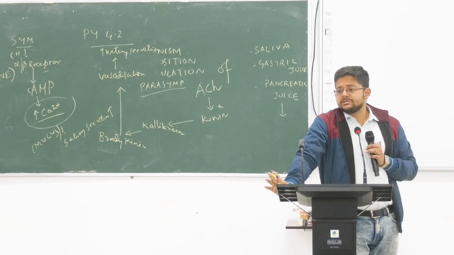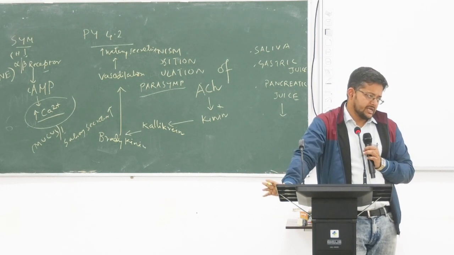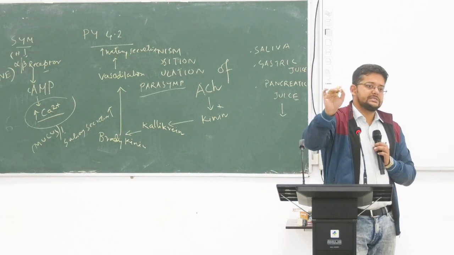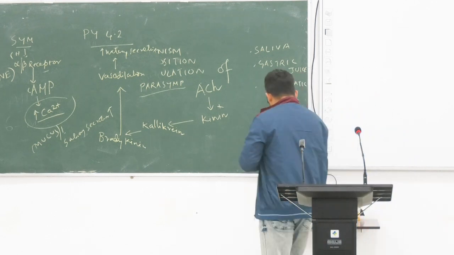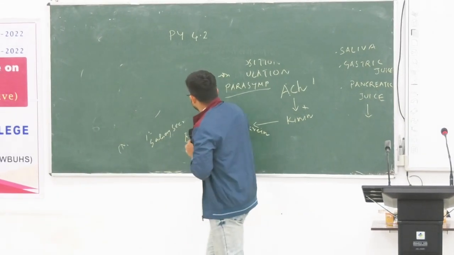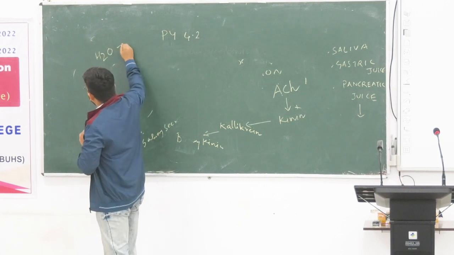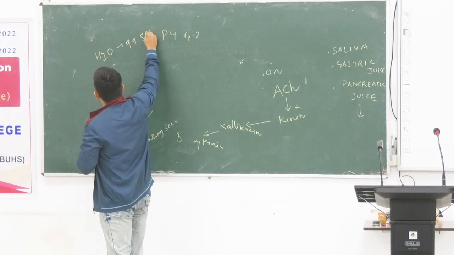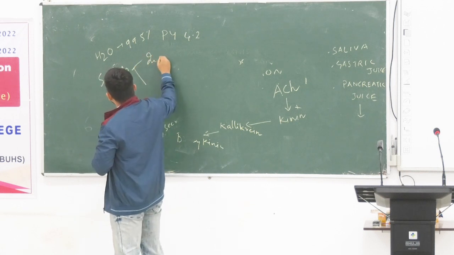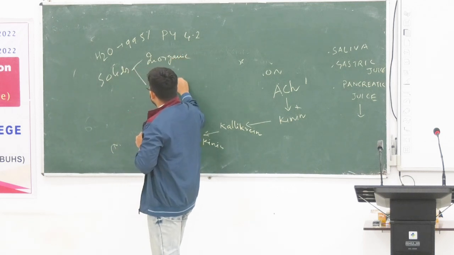The main component of saliva is water. 99.5% water is present in saliva. Apart from that, what do we have? We have solids. So in saliva, water is the most important part, that is 99.5%. Apart from that, we have solids. Solids are of two types: one is inorganic solids, the other is organic solids.